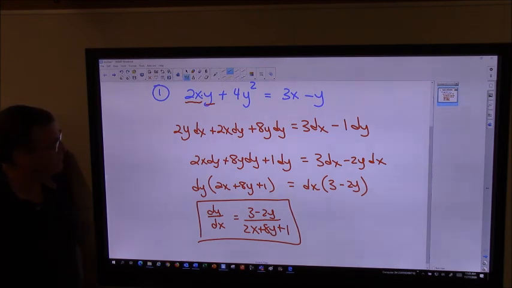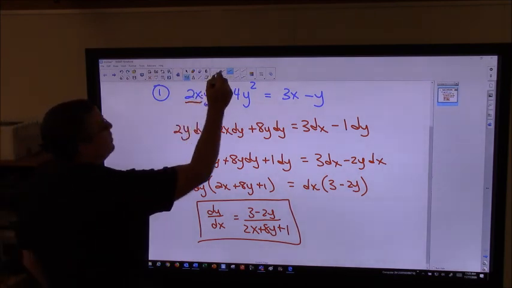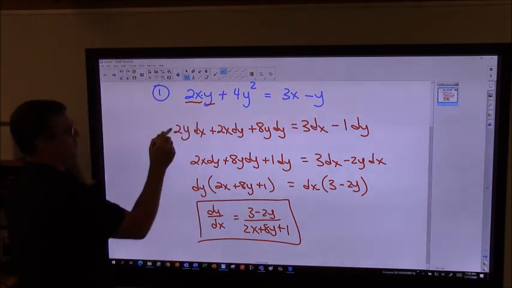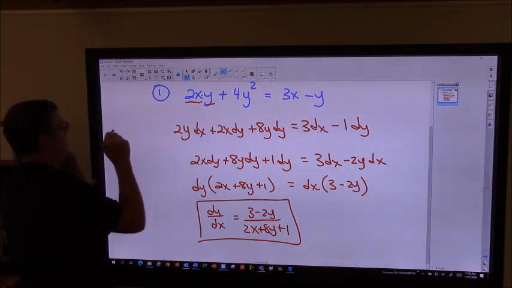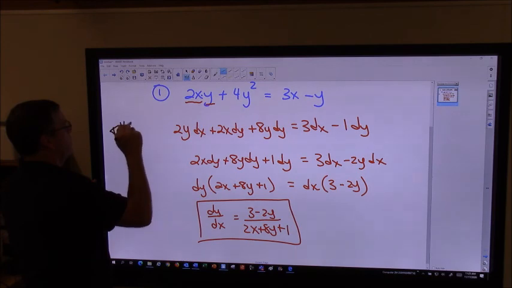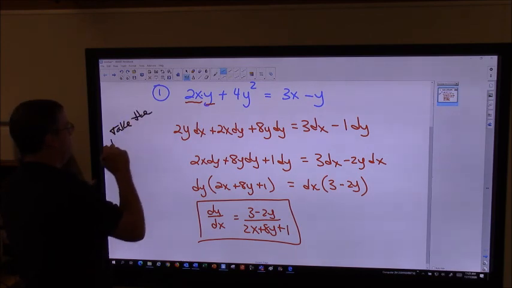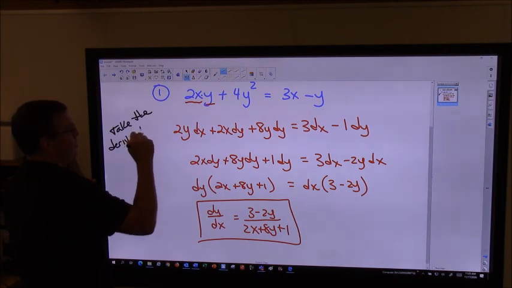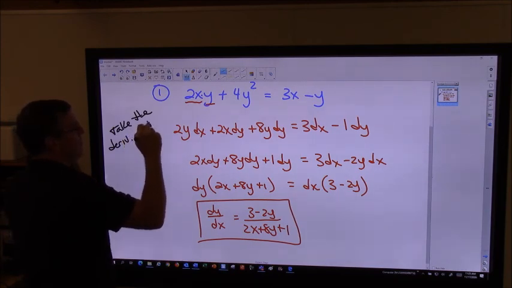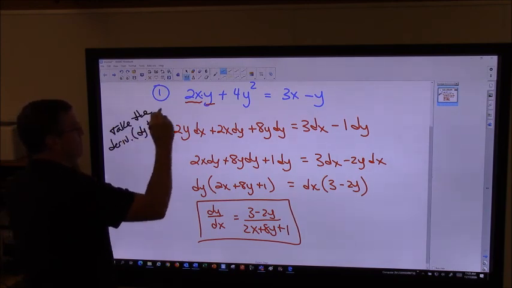Okay? So if we look at our steps here, the first thing we're going to do is we're going to take the derivative and then we're going to put dy's and dx's in there.